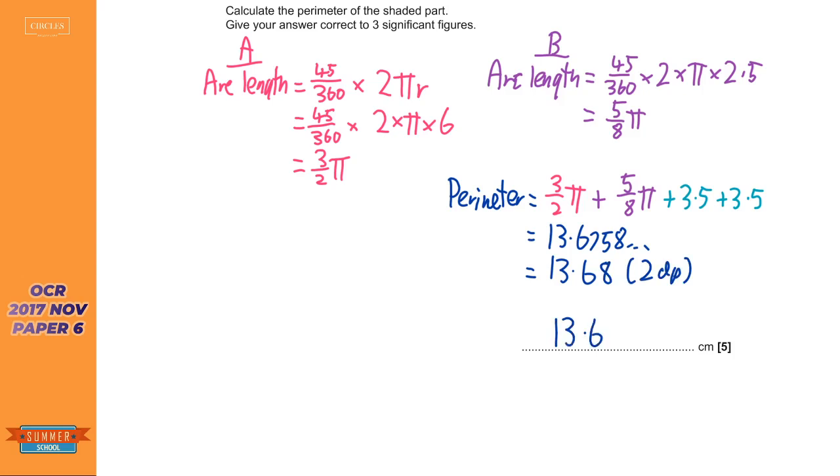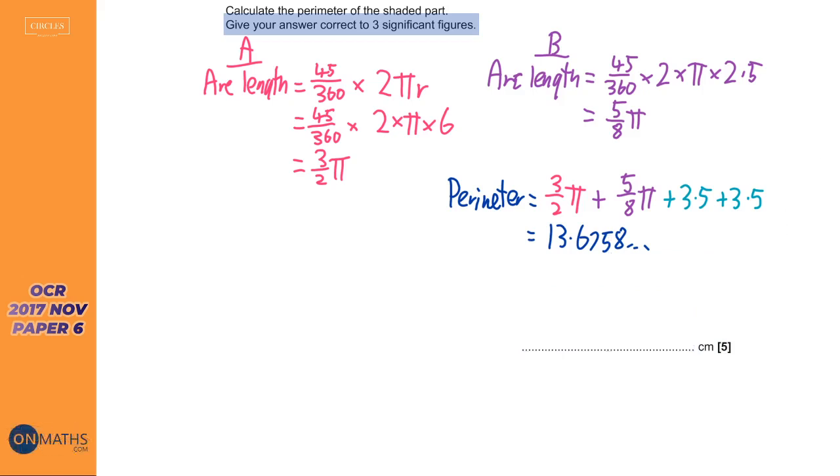And generally speaking, that's going to be a good way of rounding. However, always check the question, because it does actually tell you 3 significant figures. So that's not going to be adequate. If it tells you what to do, if it tells you it wants something, you must oblige. So 3 significant figures will be 13.7. So 13.7 is my answer.